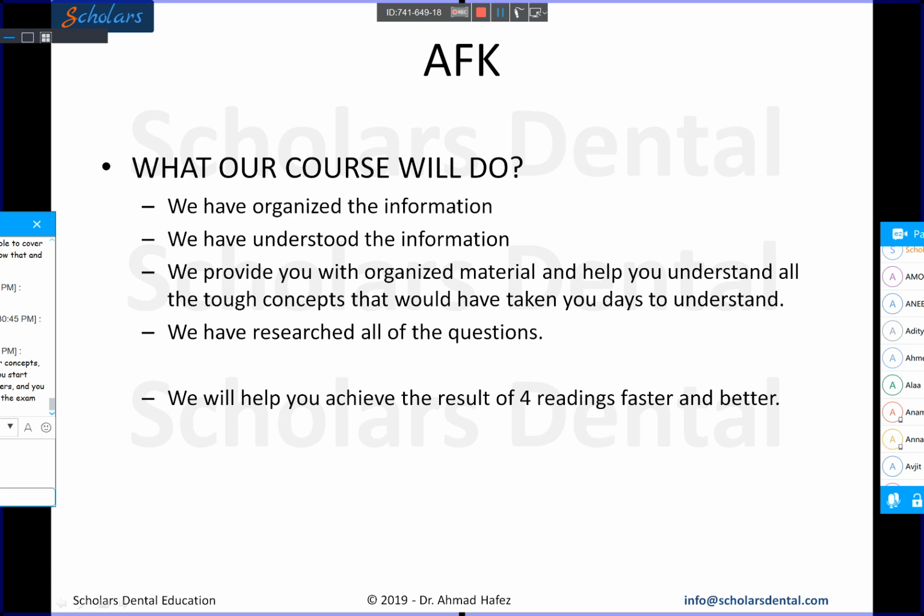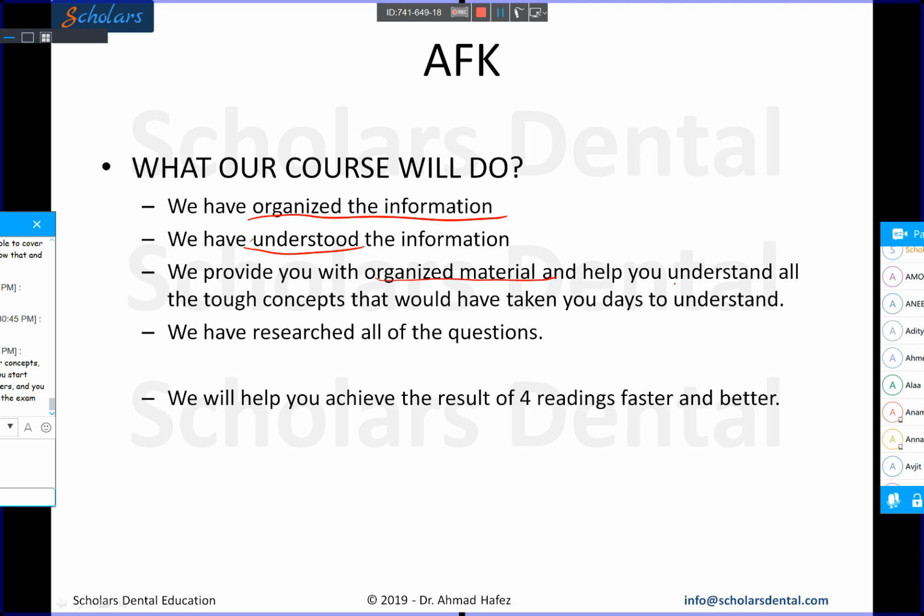All right, so what will our course do? What is it that the course will do for you? We have organized the information, guys, so you don't have to go out and organize it and look for it. We have understood it. It takes time to understand things, right? If you want to understand one card from the decks, you probably have to look at a bunch of YouTube videos and read books to figure it out. We already did that. We provide you the organized material.